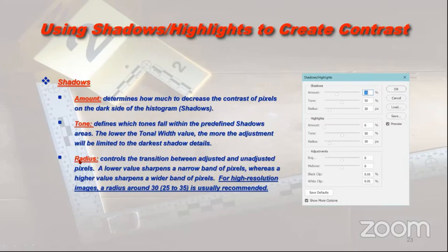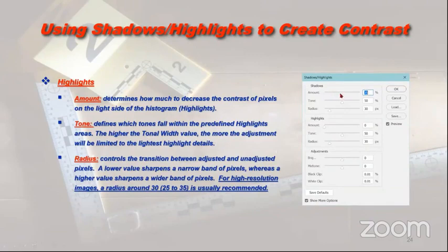You want to keep a very low radius. I very rarely, if ever, even move this off the default of 30 pixels because it is pretty much fixed for almost everything that we do in terms of trace evidence. Same types of settings for the highlights, again, just so that you can see, we have highlights, we have the amount, we have the tones, and we have the radius.